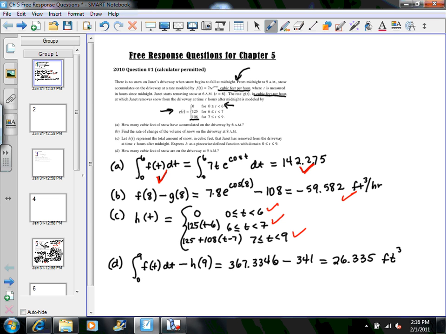And then D, you get 1 point for the integral, 1 point for seeing that you need to subtract out H of 9, and 1 point for your answer. So those are the 9 points for that question.